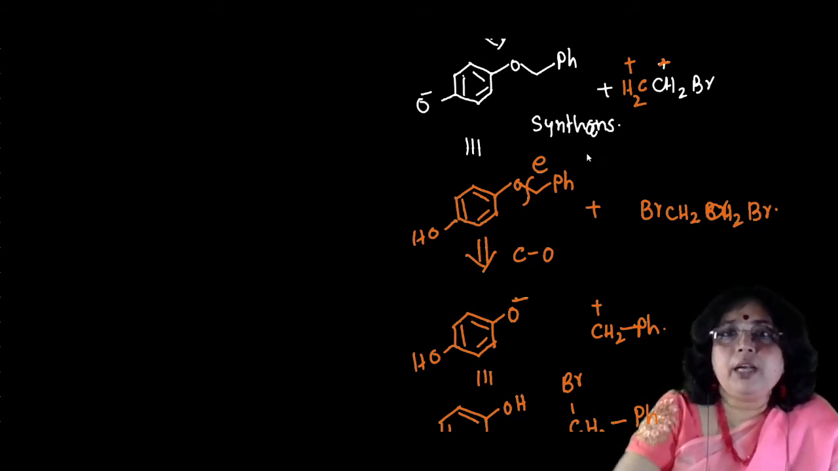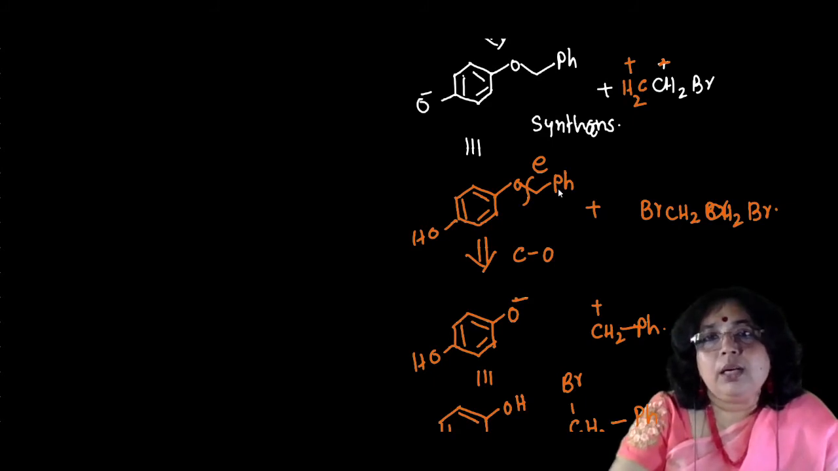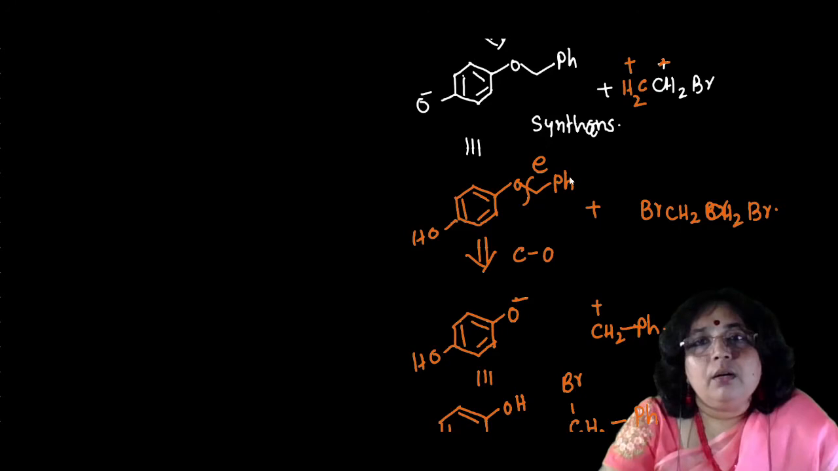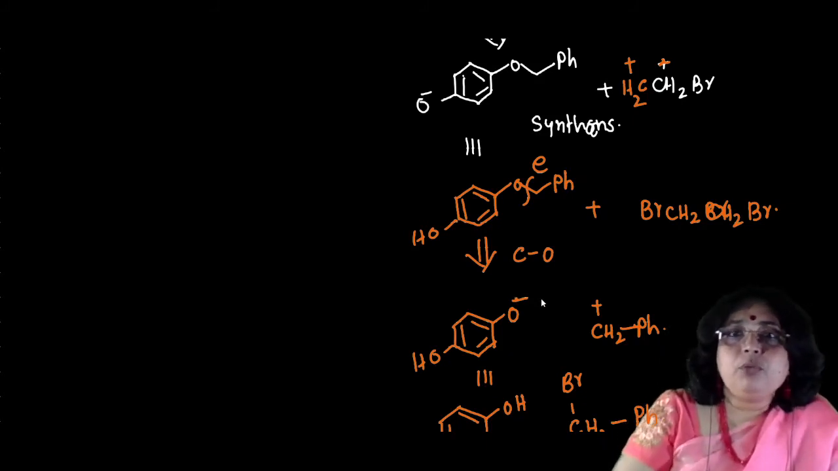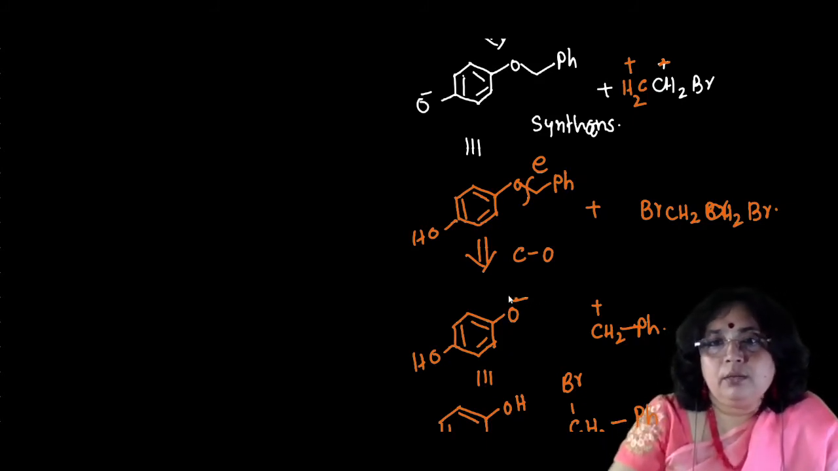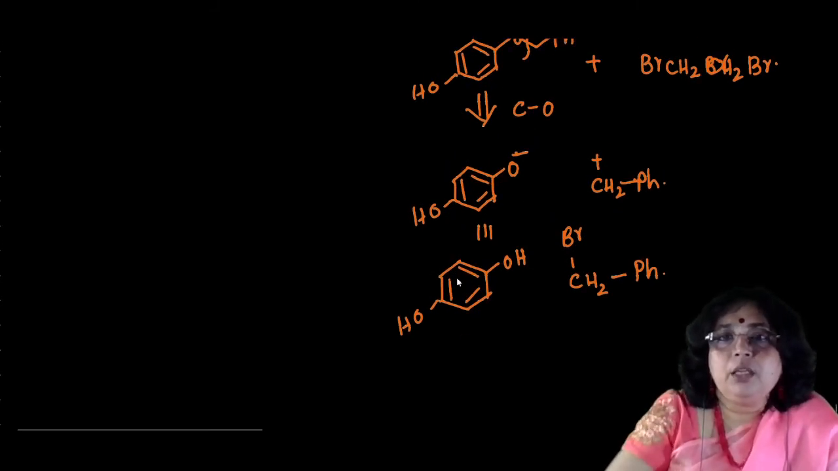Again we have seen that one more group is attached to the oxygen, that is the alkylated group. The benzyl group has been attached over here. So again we have to remove this group by the disconnection method. We have removed this group and we get the simpler one. So this is a starting material.